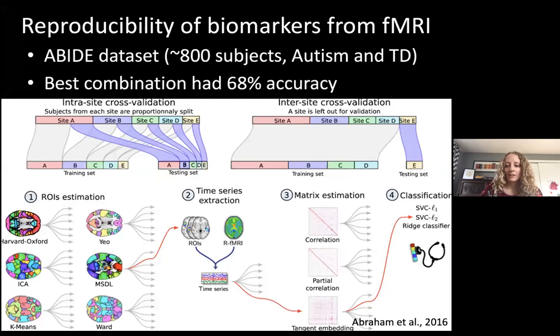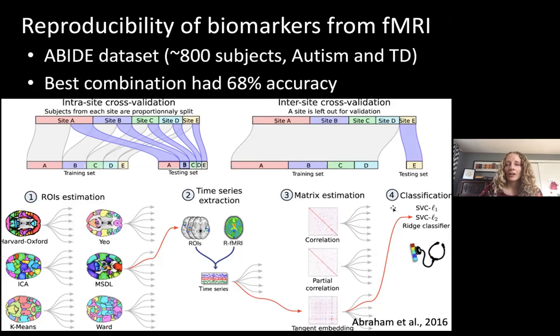So there's this kind of a cool paper. It's 4 years old now, but they looked at reproducibility of biomarkers from fMRI, and here they were undergoing a classification task of trying to classify autism in typically developed individuals. And this is the ABIDE data set, which I don't know if you all know about it, but it's a large data set of autism fMRI and typically developed fMRI data. It is quite noisy, and it's collected from different sites. Those sites have different imaging protocols, and so it's kind of complicated to combine.